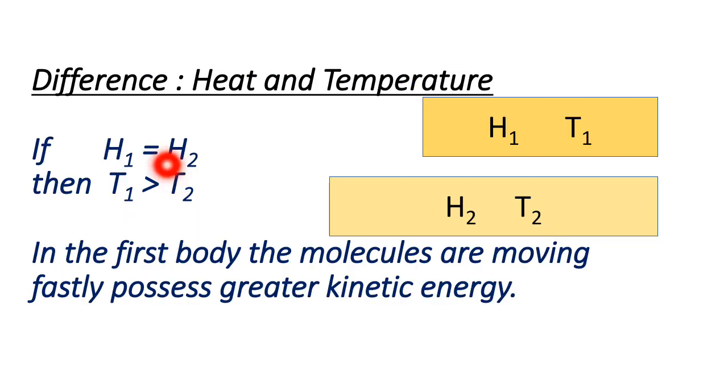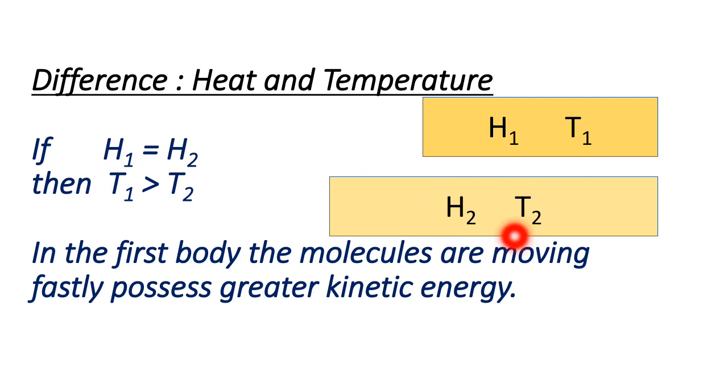We have the difference of heat and temperature. The difference is given in the book, so I am just introducing some of the factors. Like here, suppose these are the two bodies, and from the picture you can easily understand that one of the bodies has heat H1 and another has heat H2, and the temperature of the first body is T1 and for the second it is T2.